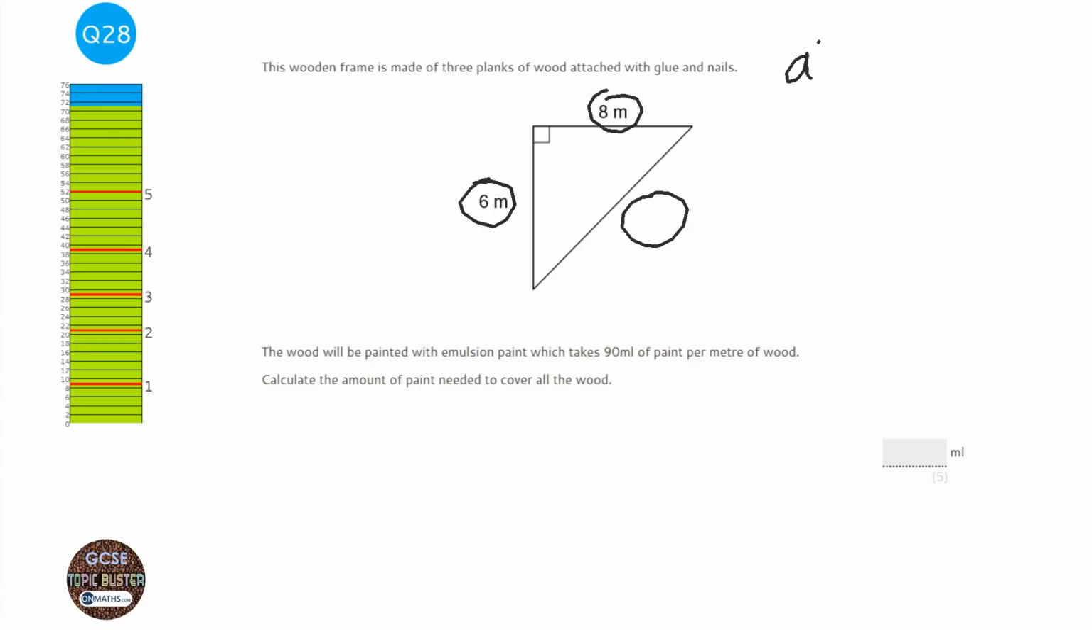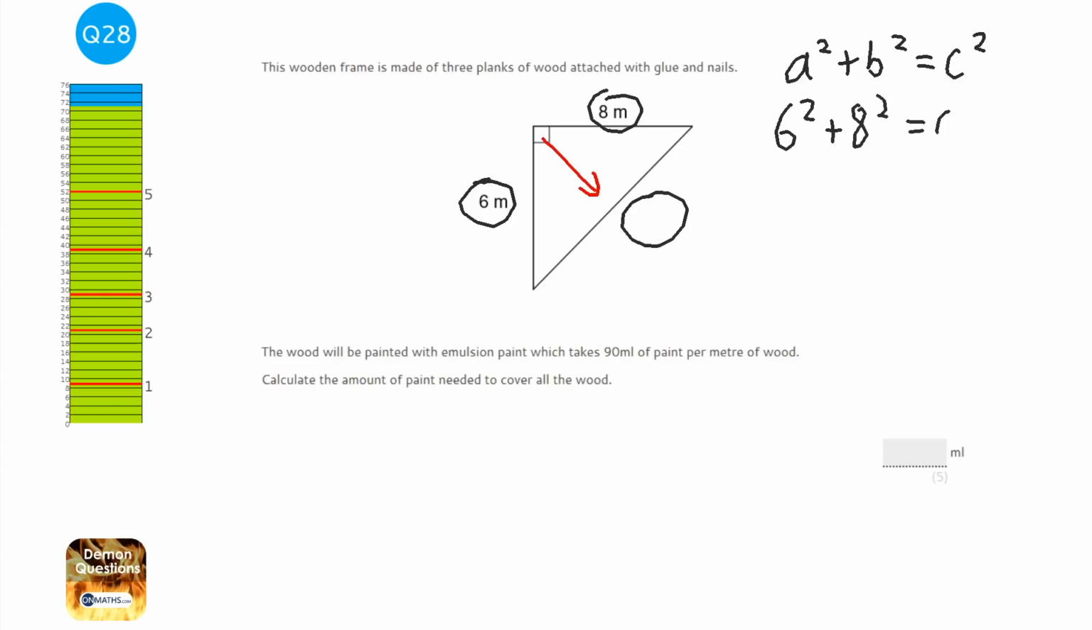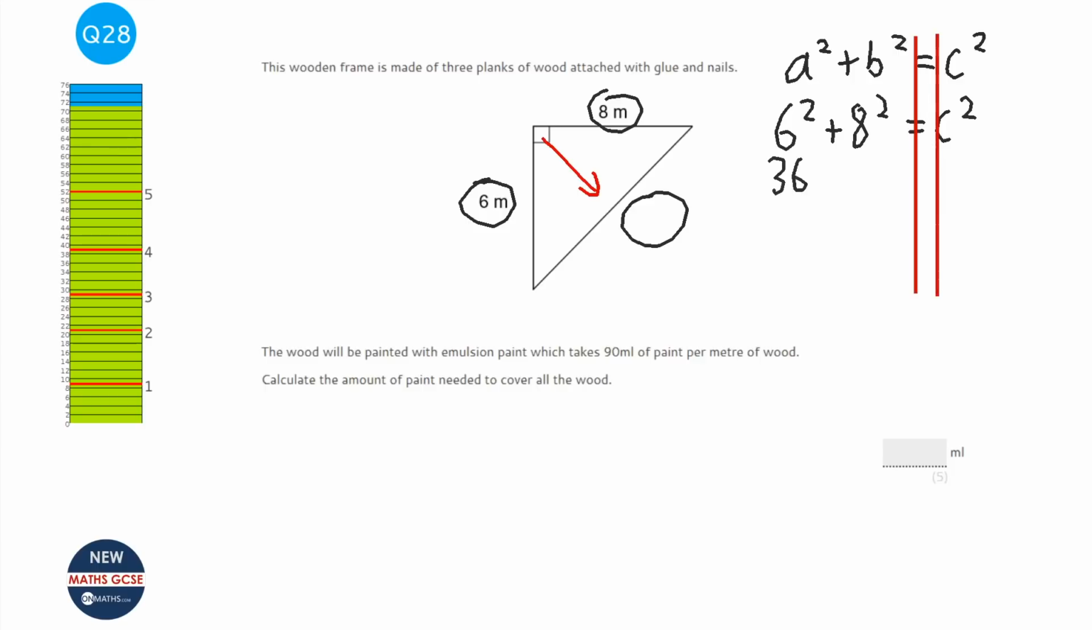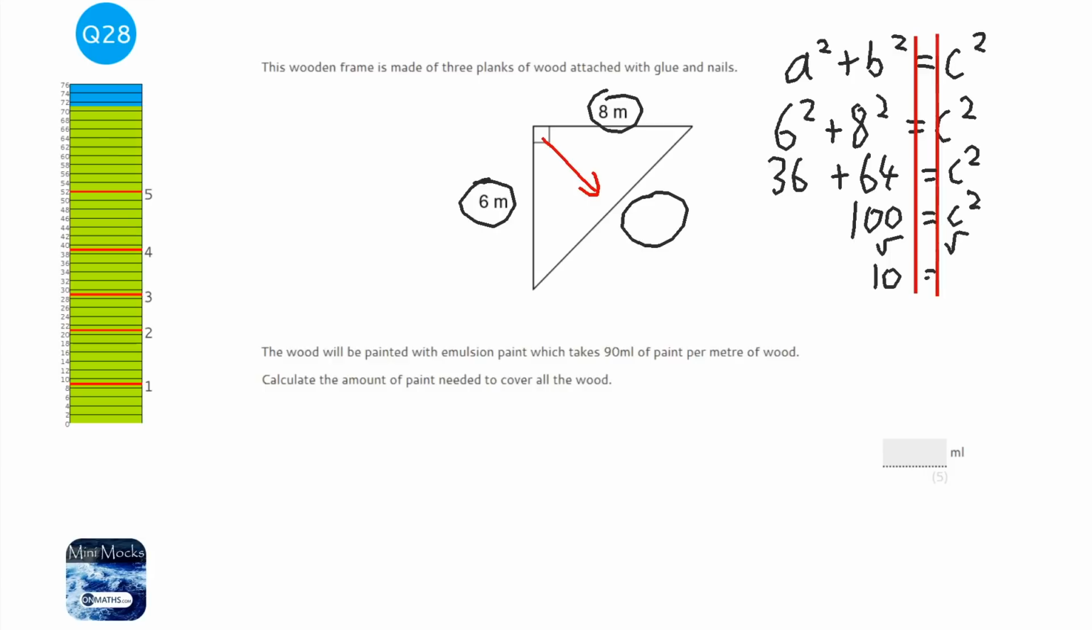And Pythagoras says that a squared plus b squared equals c squared. Now c is the one that has to be the hypotenuse, and to find the hypotenuse we just go opposite the right angle. So we're finding c. A and b don't matter which way around we do it, so I'm going to do 6 squared plus 8 squared equals c squared. And I can put my lines down as I normally do. So 6 squared is 36, 8 squared is 64, which equals c squared. 36 plus 64 is 100, equals c squared. What I'm going to do is just square root both sides, so c will equal 10.